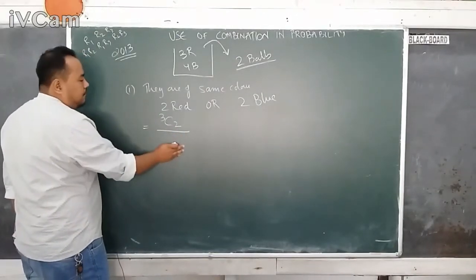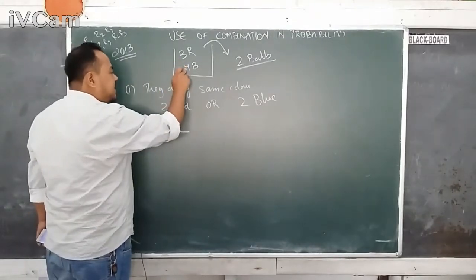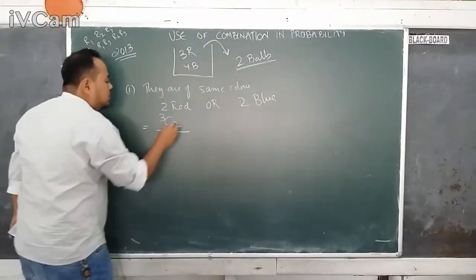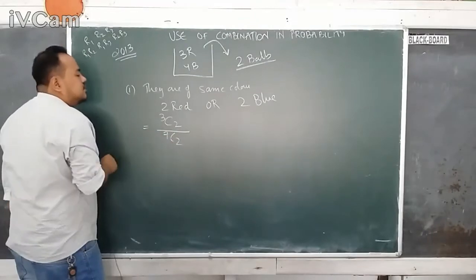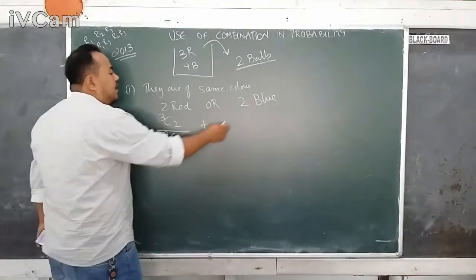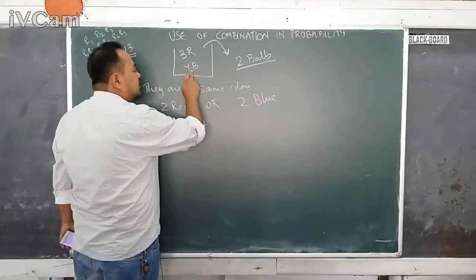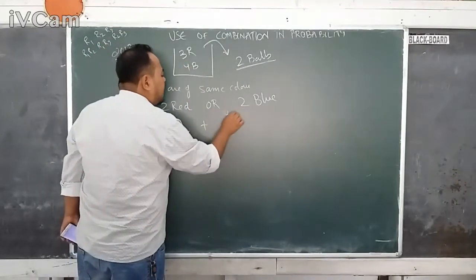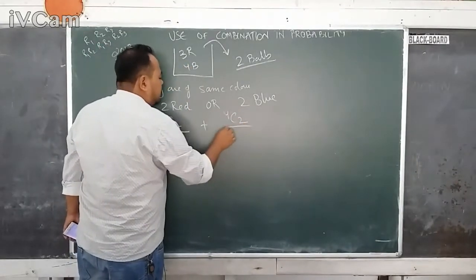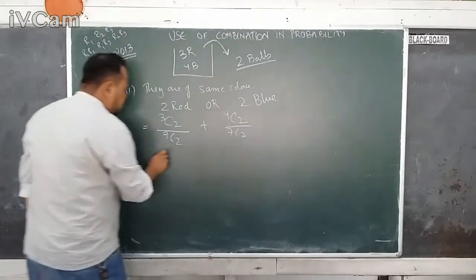divided by the total outcome. That means how many balls are there in total? 7. Out of 7 you have to choose 2. So that can be done in how many ways? 7C2, plus, I have to choose 2 blue balls. How many blue balls are there? 4. So out of 4 I have to choose 2. 4C2 divided by 7C2. Just put the value.